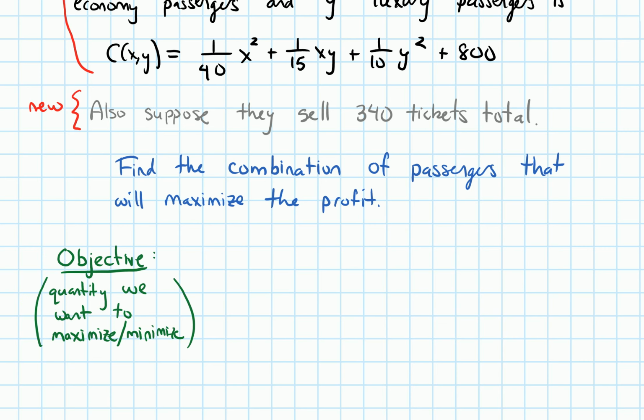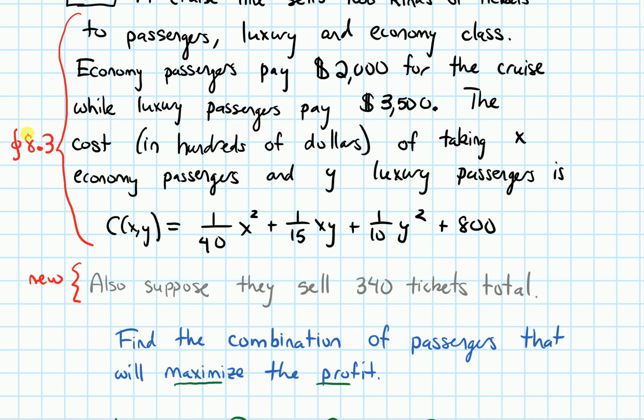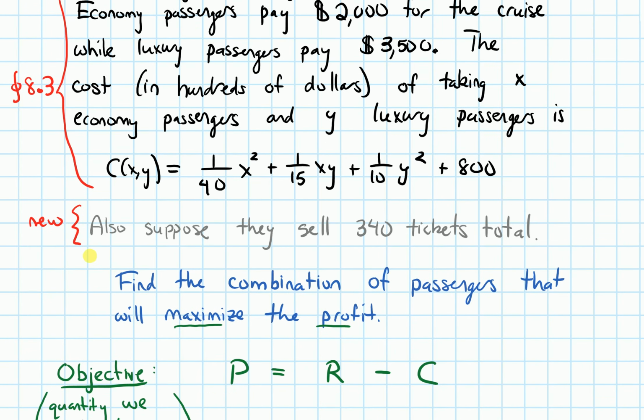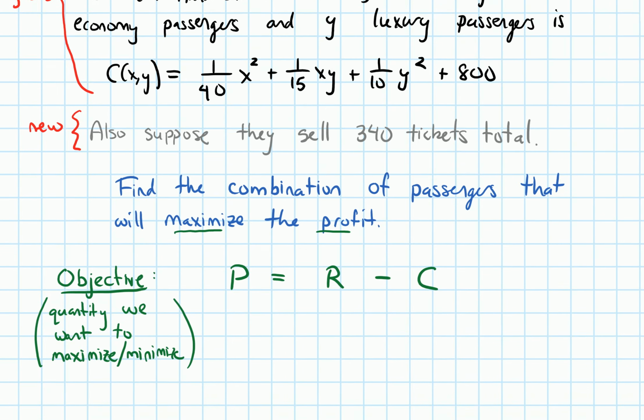So in this question, what is it asking us to do? It wants us to maximize the profit. So we need to write an equation for the profit. That's going to be my objective. I'll call profit P, and we know profit is revenue minus cost, R minus C. And back in the previous section, section 8.3, we set up a profit function for this scenario. So I'm just going to remind us what that was.